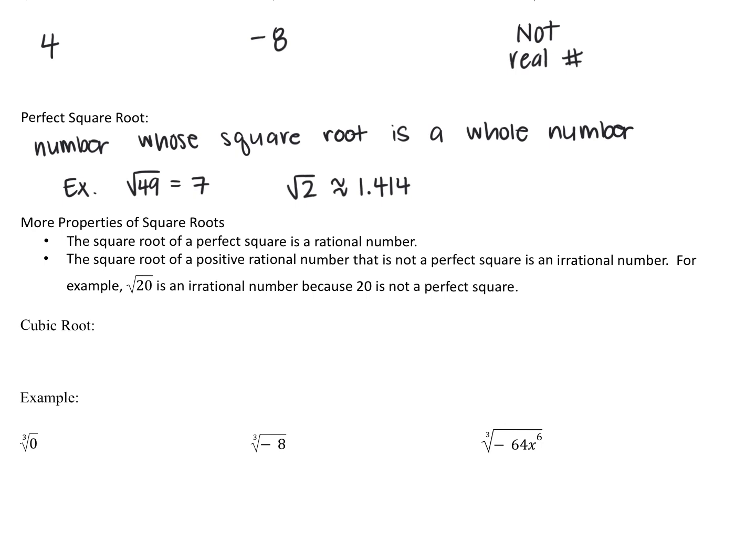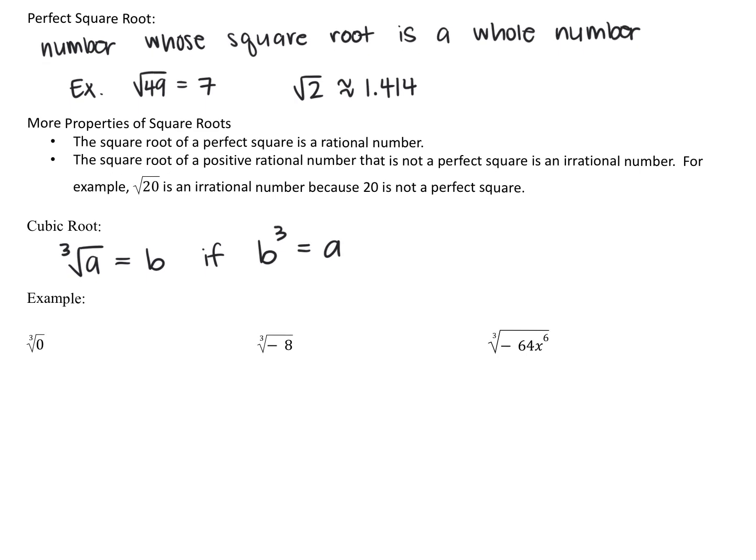We're also going to discuss cube roots. We talked about this a little bit when we were doing the sum and difference of cubes formula. The cube root of some number a equals b if b cubed is a. And that works for any other root: 4th root, 5th root, 6th root. It just keeps going for any root you're taking.